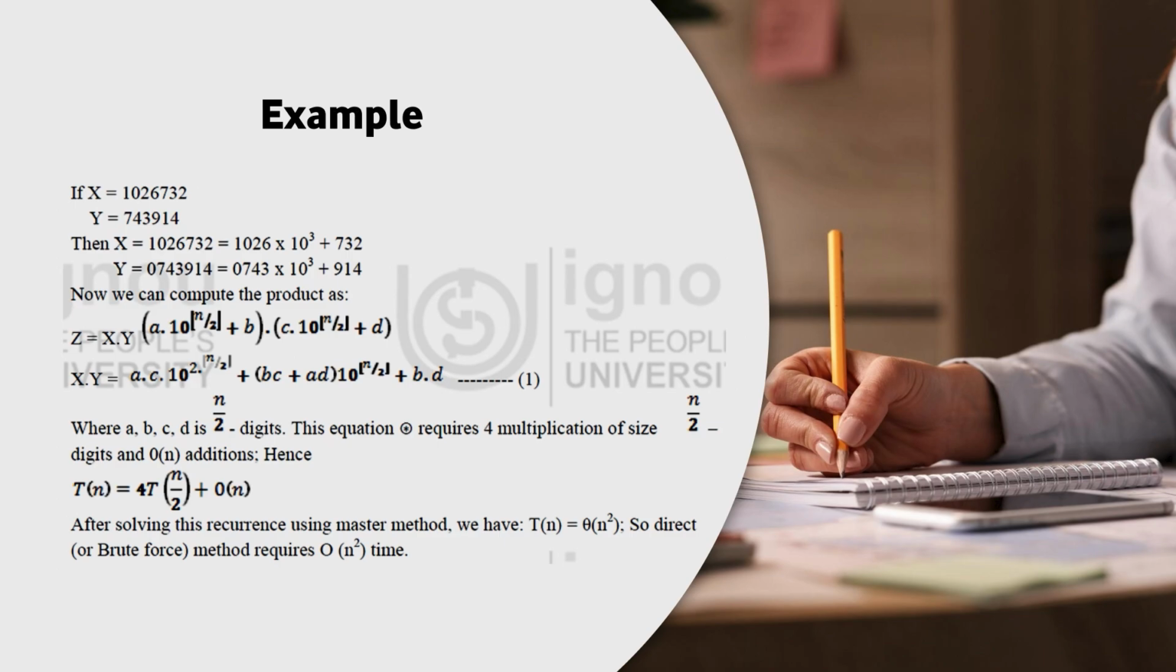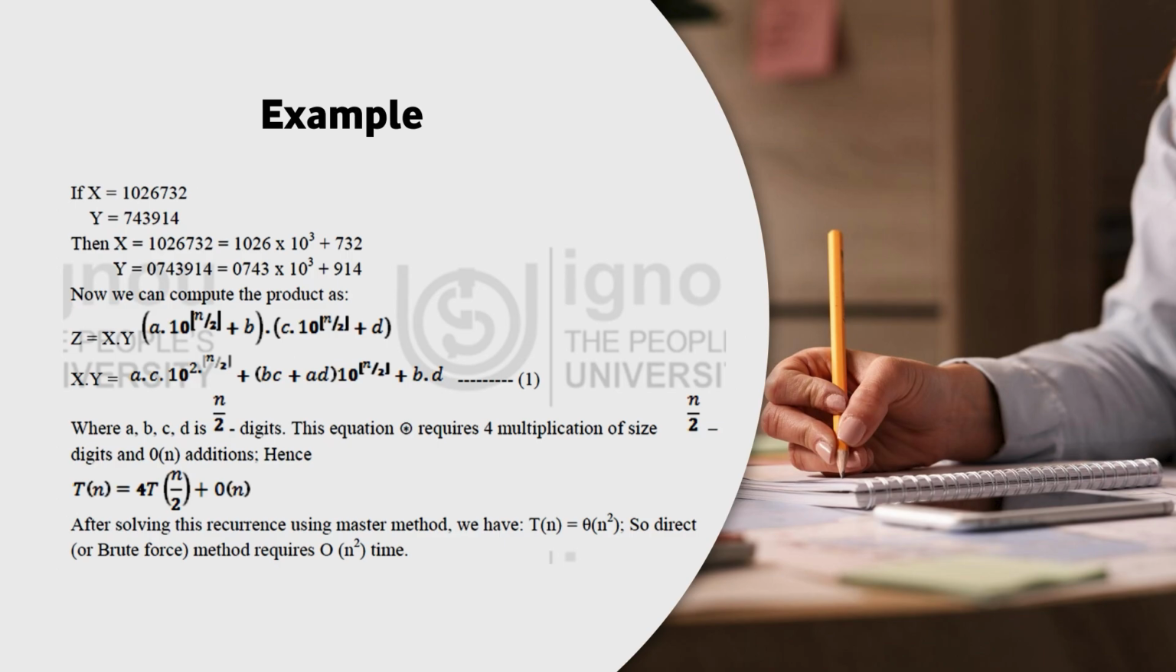The first step is to convert the numbers into equal lengths. The number with 6 digits has to be converted into 7 digits by adding a 0 to it. Now when dividing, you take the ceiling value, because 7 divided by 2 is 3.5, and the ceiling of it is 4. So you take the 4 digit number first, that is 1026, and the remaining number is 732, which is the B part. A part is 1026, B part is 732.